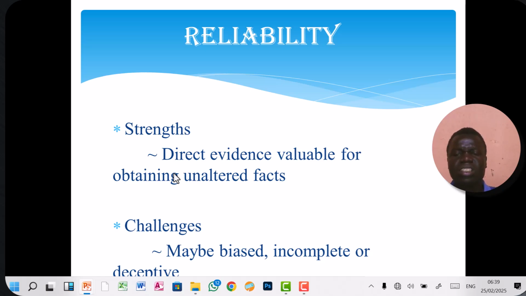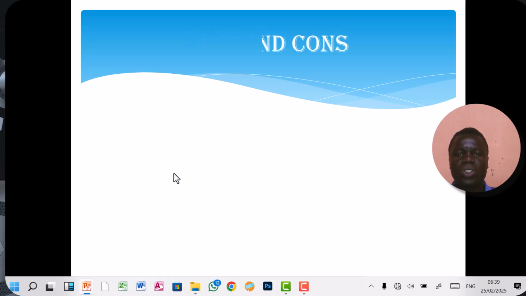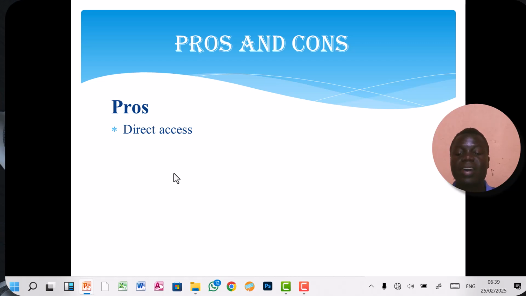And let us briefly look at the pros and the cons, the advantages and disadvantages of this source of information as the primary source of information. One of the pros, the advantages, is that it gives direct access to the past or first-hand accounts. It also provides authenticity, original thought, or raw data. And the last one is that it facilitates new insights and original analysis.